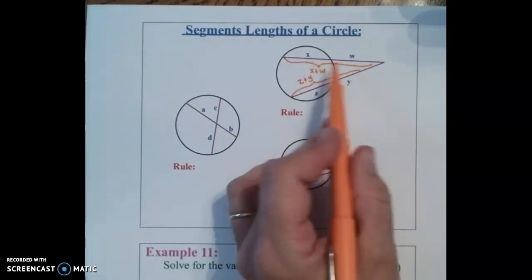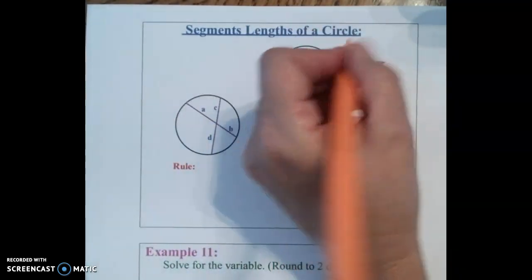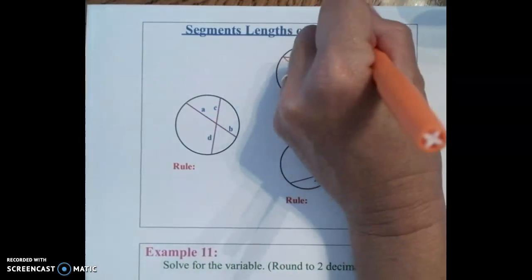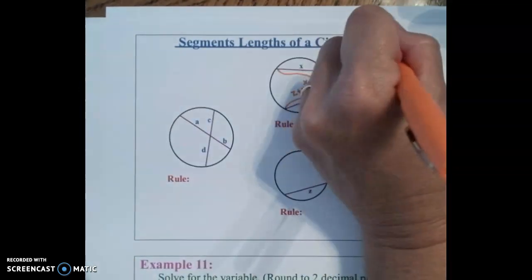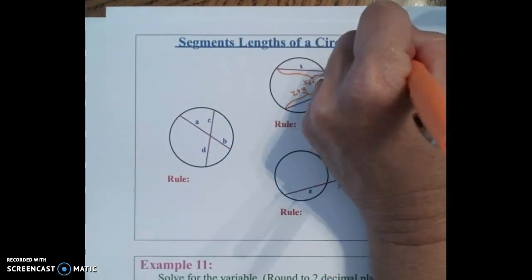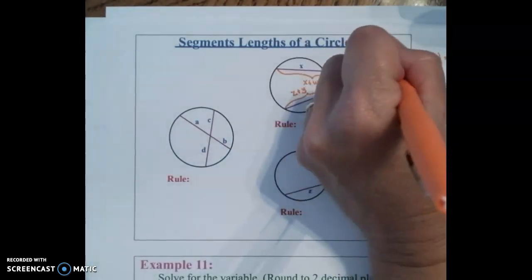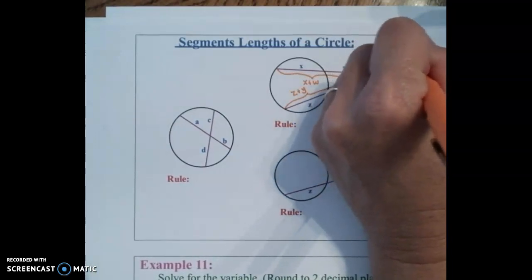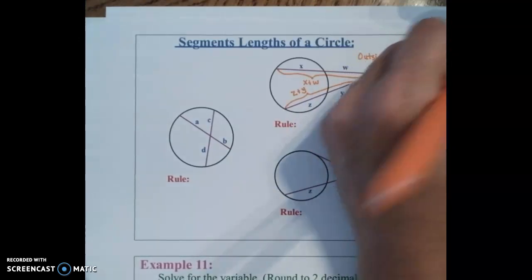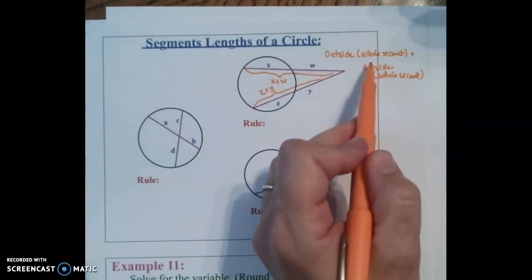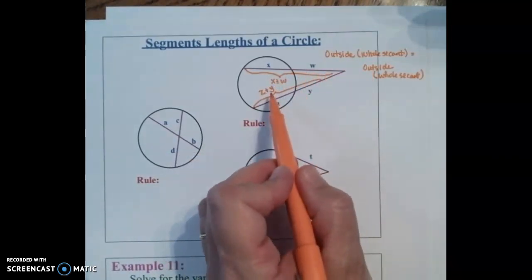So the rule to figure out these pieces is you're going to do the outside. I'm going to put it in words first. So outside times whole secant equals, same thing on the other side, outside times whole secant. So that's it in words. Outside times the length of the whole secant.